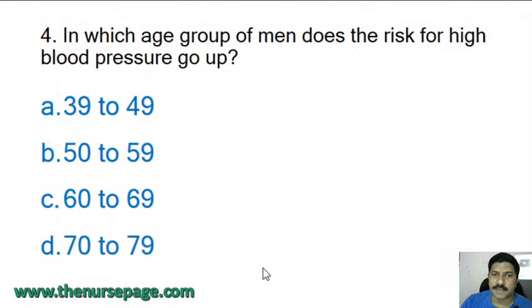Next question. In which age group of men does the risk for high blood pressure go up? Options: 39 to 49, 50 to 59, 60 to 69, 70 to 79. High risk for increase in the BP in which age group?